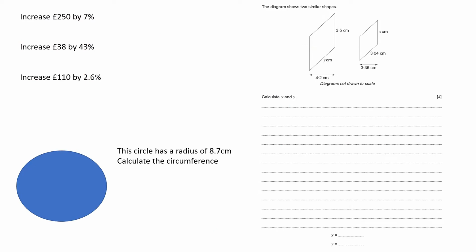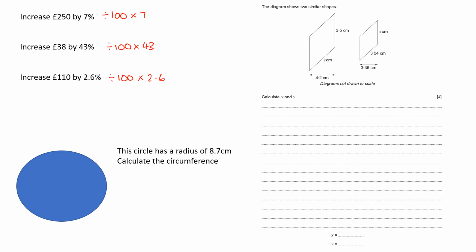Okay, on this slide, we're actually going to start with some percentage work, which we've done a lot of, so I'm not going to spend too much time on this. So increase £250 by 7%. Two options, as we said. You can find the percentage by dividing by 100 and times it by the percent you want. So this would be divide by 100 and times by 43, or divide by 100, even if it's a horrible percent, like 2.6%, that works.